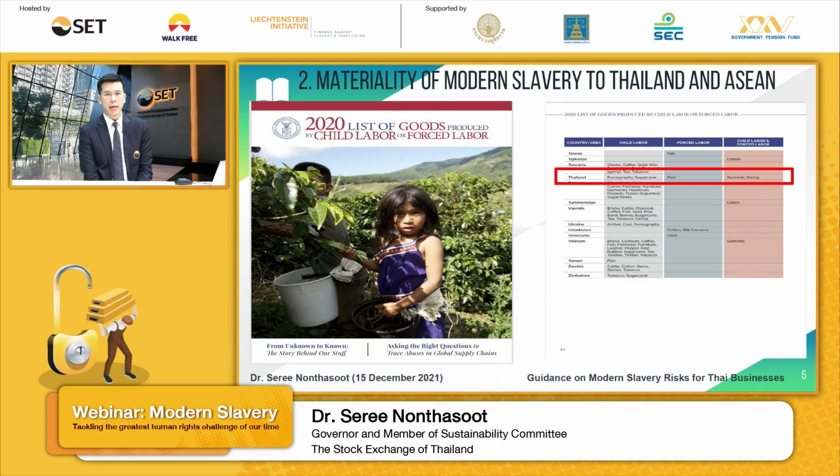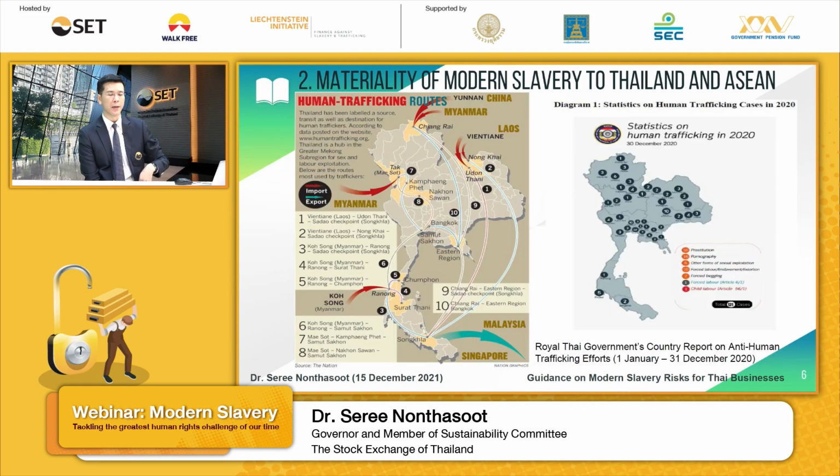In terms of the importance of modern slavery for Thailand, you can see that there are 3 components: forced labor, trafficking, and slavery-like practices. For Thailand, we are under the scrutiny of the global community, and the latest report from the US reports that we have forced labor and child labor in a number of industries, and that has been reported consecutively as well. We have been trying to solve that issue, and I do hope that the guideline that we launched today will be able to solve the problem.